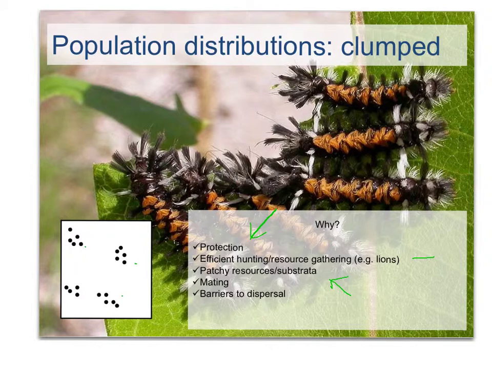We've talked about clumping together in order to be able to find mates, and there may also just be an inability for certain organisms to disperse into different environments. So these barriers to dispersal mean that you end up all clumped up next to each other.